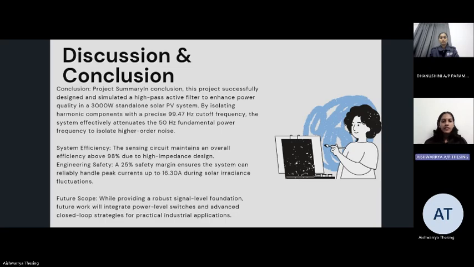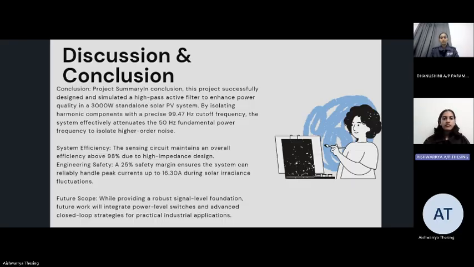For engineering safety, a 25% safety margin ensures that the system can reliably handle peak currents up to 16.30 ampere during solar irradiance fluctuations. This gives confidence that the system will remain stable and safe even when solar output suddenly changes.